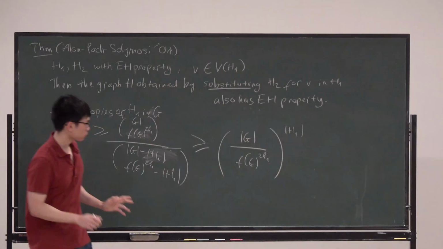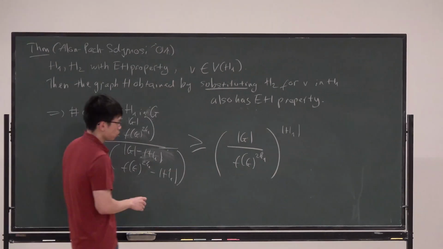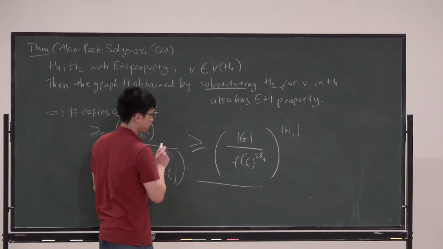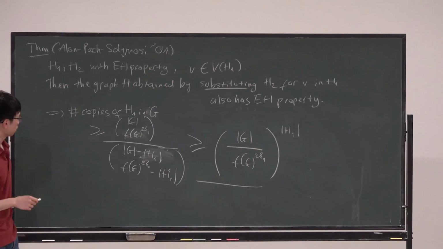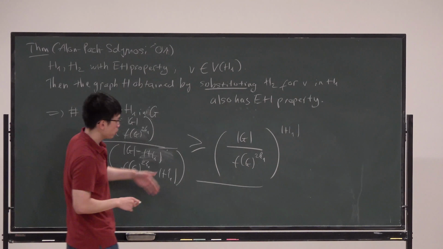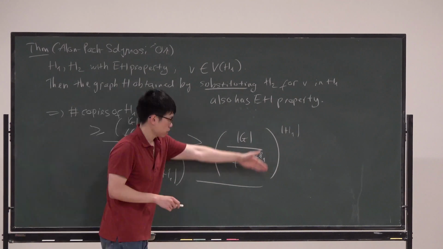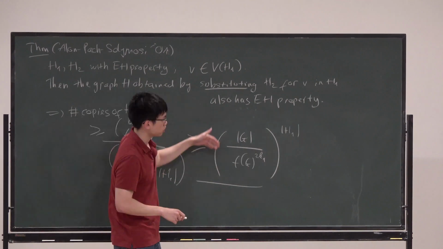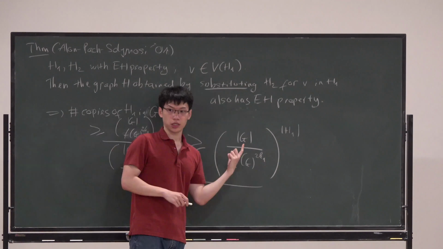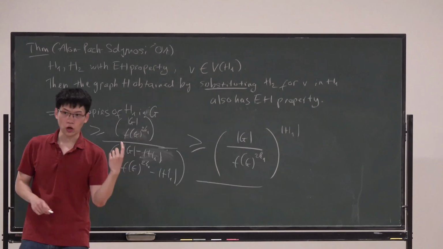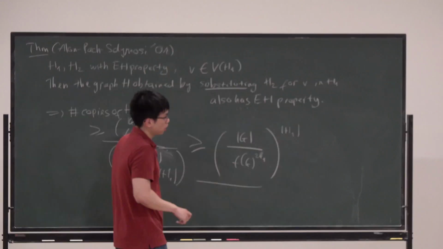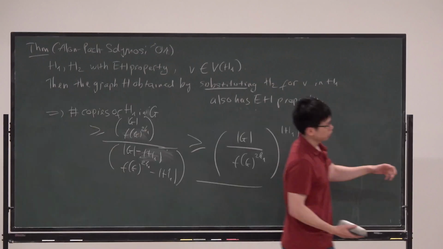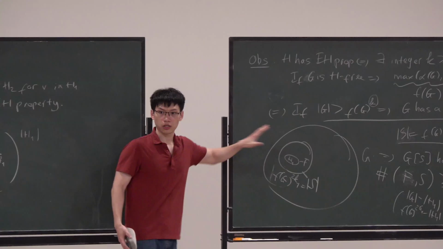Okay, so now going back to this business of counting copies of H1 in G. So now here we know this is at least the amount of copies of H1 in G. So now how to generate a copy of H in G? I guess everybody is happy with this picture, right? I'll try to erase it. Go to the next step.